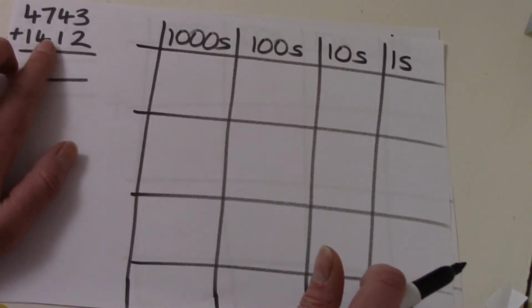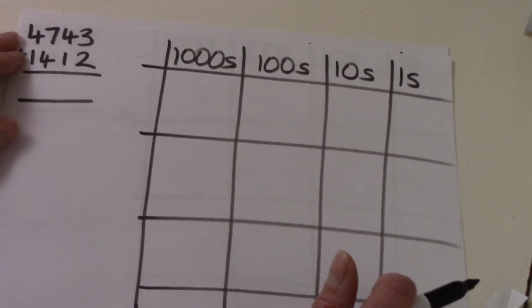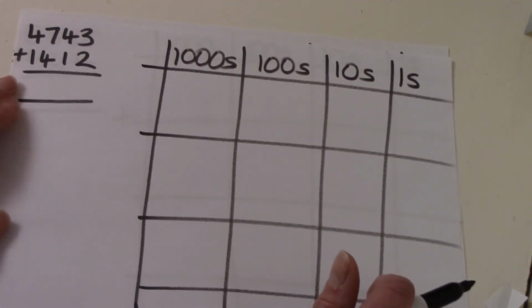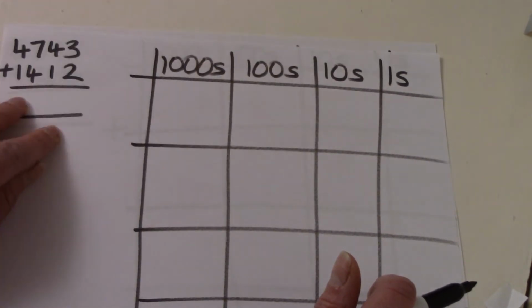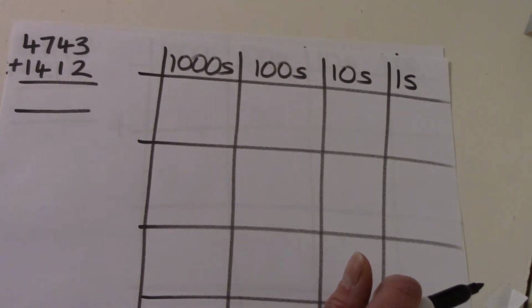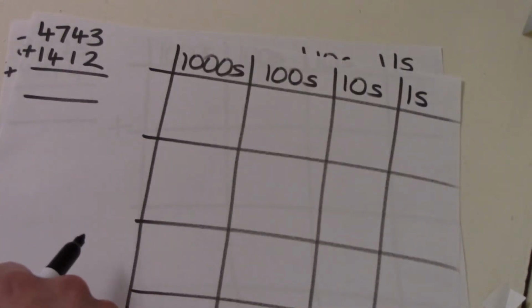So moving on through the week then, we'll come across questions like this. Okay, so this one is 4,743. This time we're adding on 1,412. Okay, so let's have a look at this calculation. I'm already wondering which column we're going to have to do some work with here. So let's put it in the place value grid.